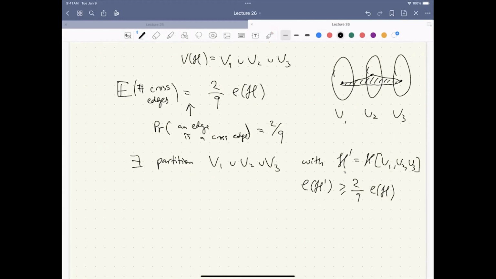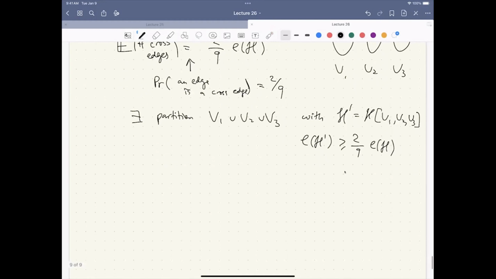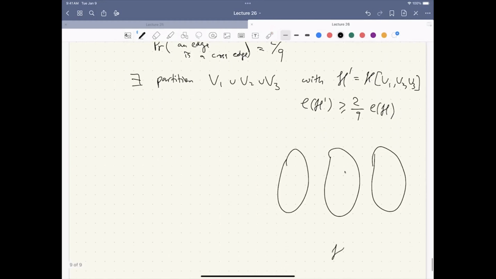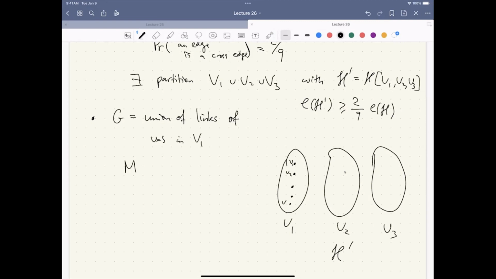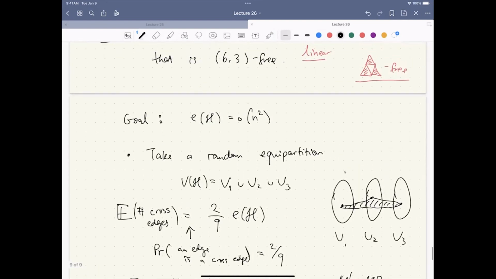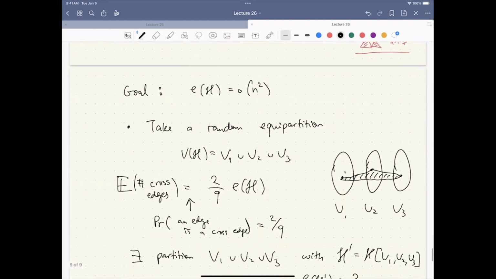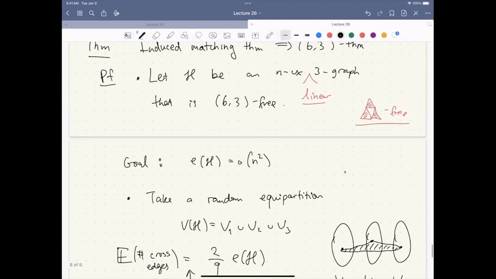We are going to build a graph now using H prime. How do we build it? So this is our H prime, a 3-partite linear 3-uniform hypergraph. Basically, we're just going to take the links of vertices in V1 and take their union. We'll let G be the union of links of vertices in V1. In other words, let's call the vertices V1, and this is an equipartition, so this is n over 3.